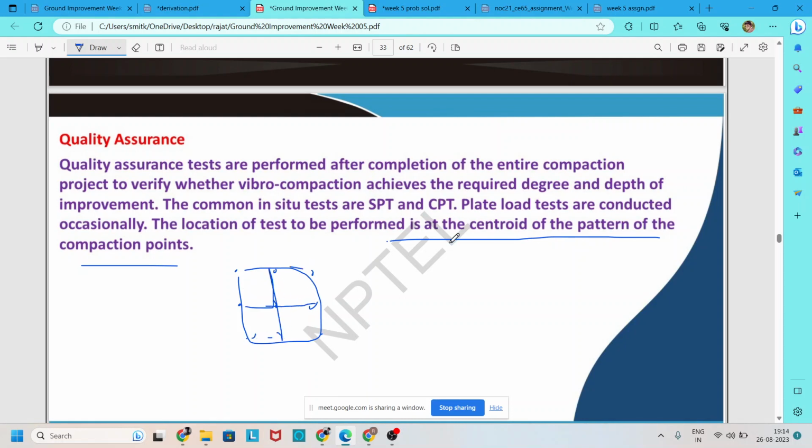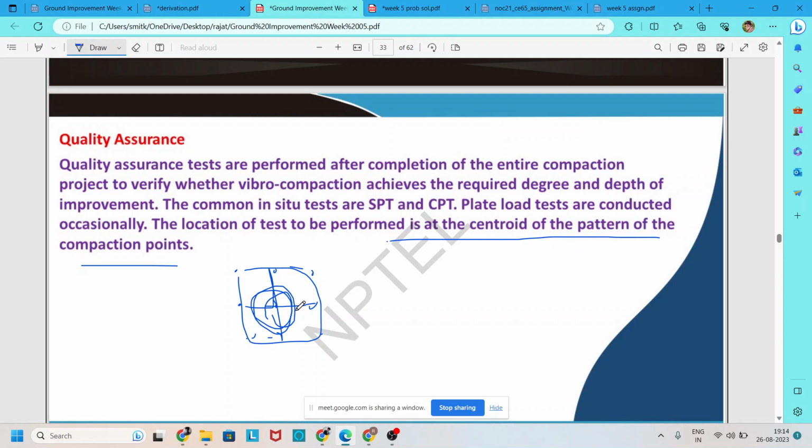This SPT-CPT test should be conducted at the center of the pattern. That means, like the center here, this test should be conducted, and after the SPT test we find out whether this ground is suitable, and whether the compaction has achieved our goal or not. So by this, the whole vibration process is completed.